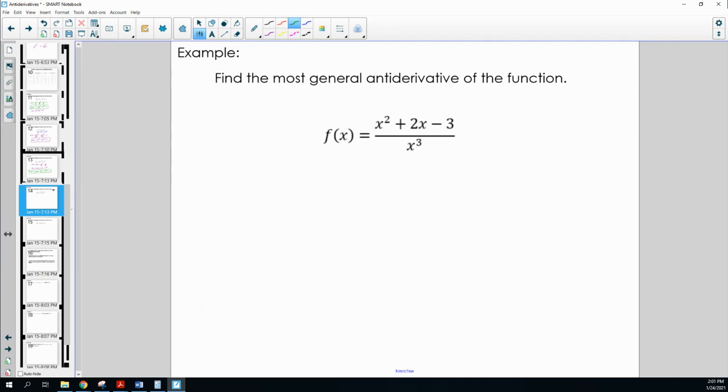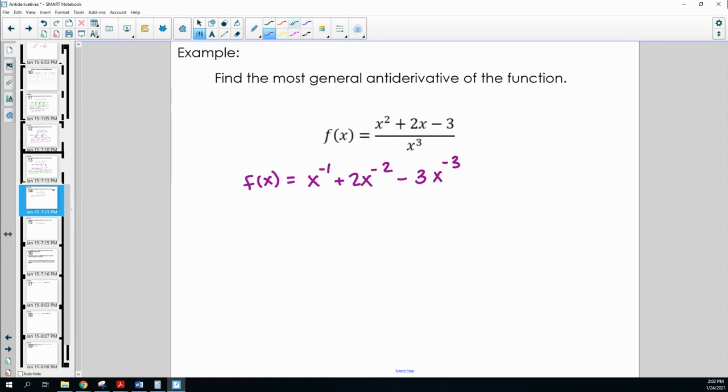Okay, similarly on this one, we have something where we might think we have to use a reverse quotient rule, but that's not a thing that we're going to use. So let's see if we can break this up. We're going to make this f of x equals, I'm going to divide each thing by x to the third. So x squared over x to the third is going to be x to the negative 1. 2x over x cubed, that's going to be 2x to the negative 2. And then this is going to give us negative 3x to the negative 3.